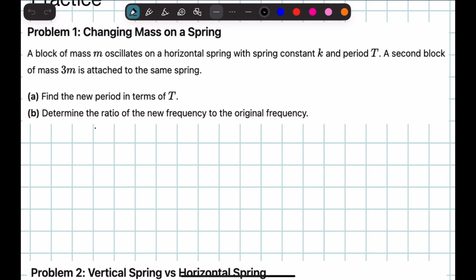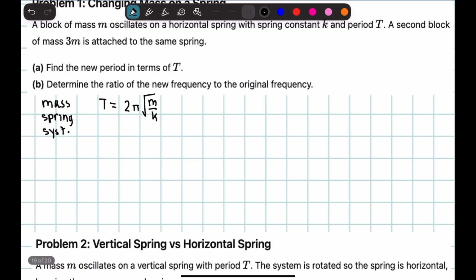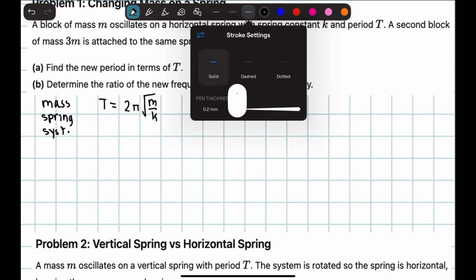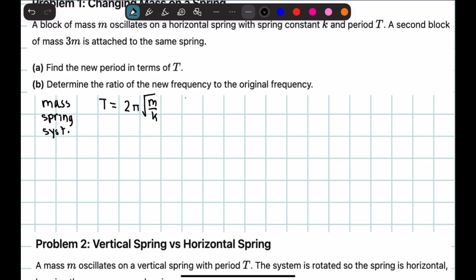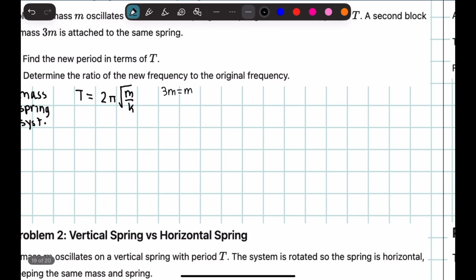For a mass-spring system, T is going to equal 2 pi root of m over k. Our new mass is going to equal 3M. So we have T2 is going to be 2 pi root of 3M over k. And that will be root 3 times T.